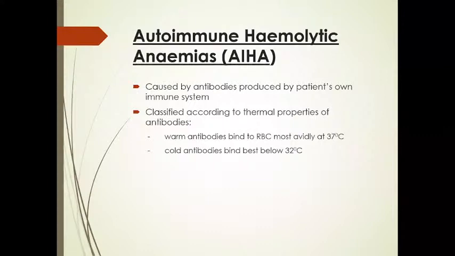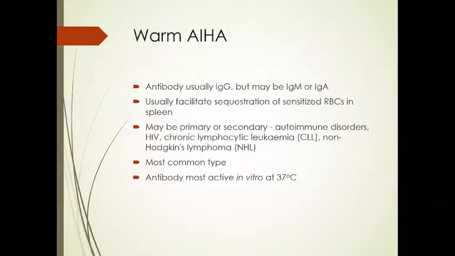Cold IHA antibodies work best below 32 degrees and may even work as low as 4 degrees. Often these may not be clinically significant because of that thermal amplitude. What temperature do they work at? Is it a physiologic temperature? For the warm IHAs, the antibody is usually IgG, but you can more rarely get IgM or IgA, and they facilitate sequestration of the sensitized red cells in the spleen. So you've got this antibody that latches onto the red cell, it's attacking self, and by the time they get to the spleen, that's where they're sequestered and destroyed.